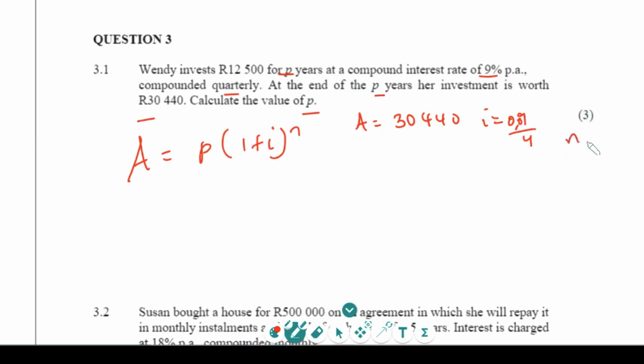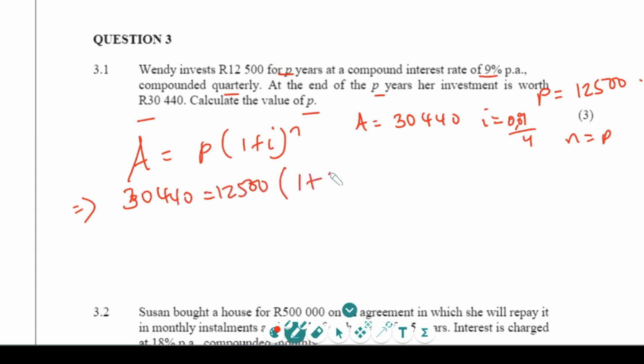For P years, N is P. And then our P, the original value, is 12,500. So our A is 30440, which is equal to 12,500 into 1 plus 0.09 over 4, to the exponent of 4P, because that is the total number of periods or quarters that were used.